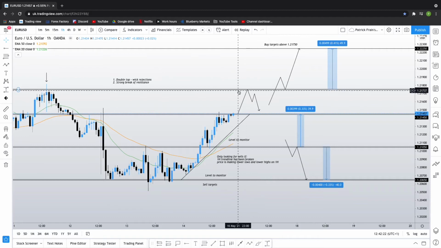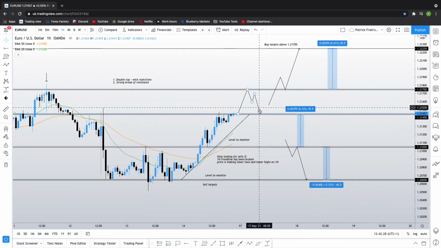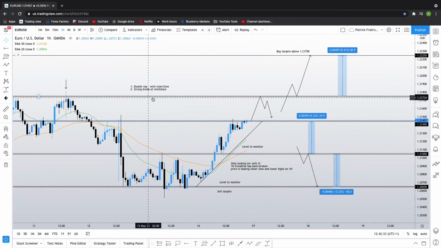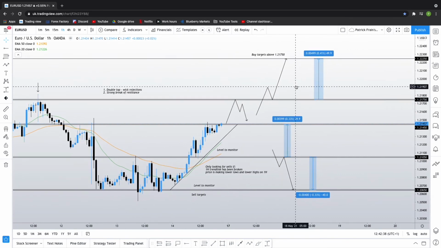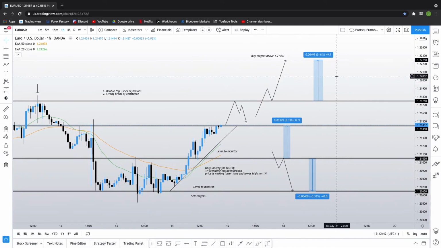If we do get the rejection of this level, we do want to see the trend line being broken and price making lower lows and lower highs before we look to take sells. The other scenario we do have is if we do get a strong break of this resistance, we can look for a break and retest and then buy opportunities up to 1.22250, which is around 50 pips above this level.